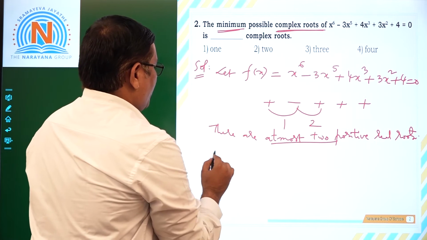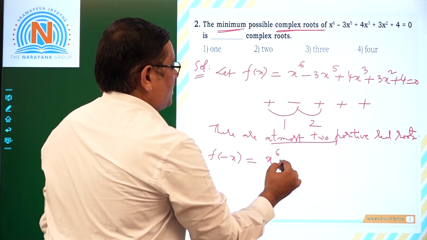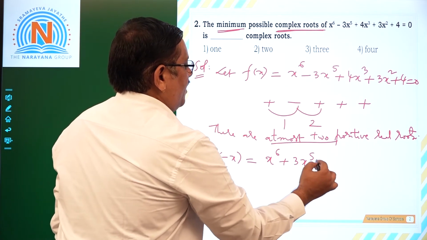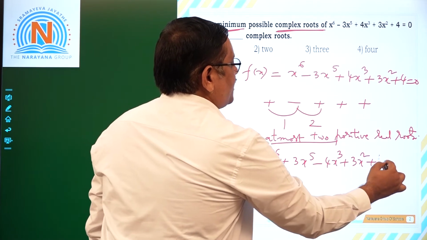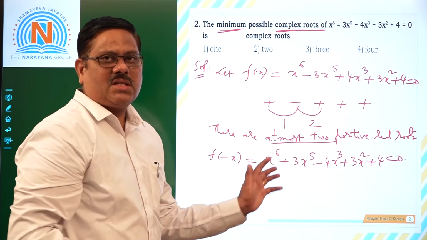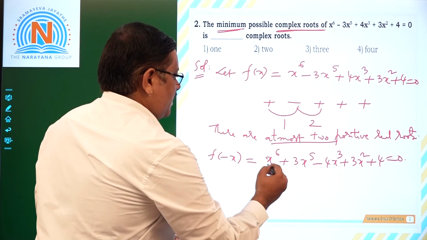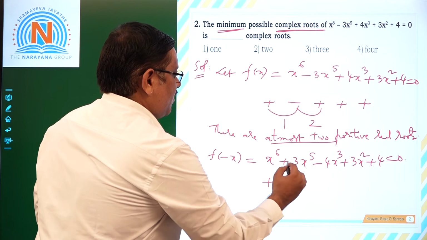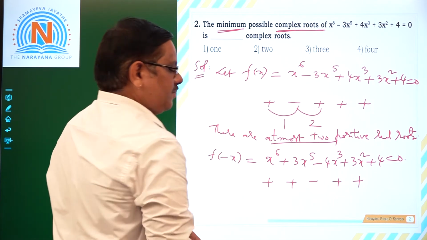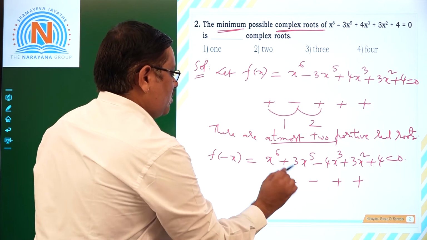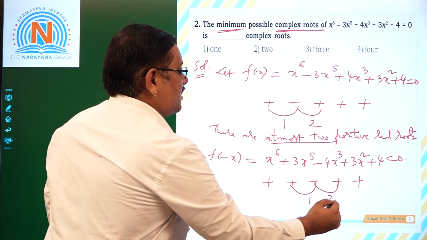Next, if you take f of minus x, if you find out, what do you get? X power 6 plus 3x power 5 minus 4x cube plus 3x square plus 4 is equal to 0. What is f of minus x? Wherever there is x, write minus x in place of that. What are the signs here? This is plus, plus, minus, plus, plus. If you look at the changes, plus to plus no change, plus to minus there is one change, minus to plus there is another change, second change.